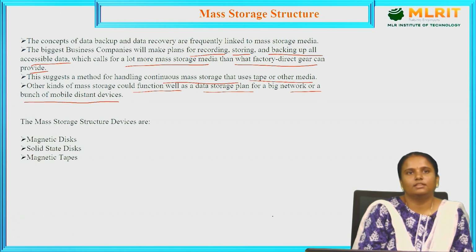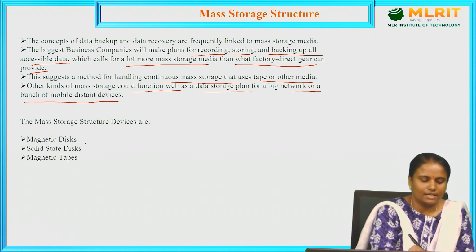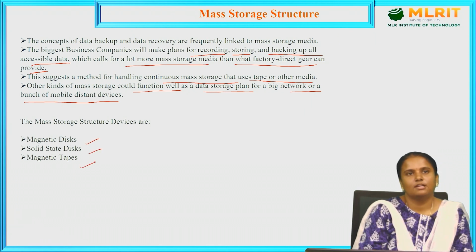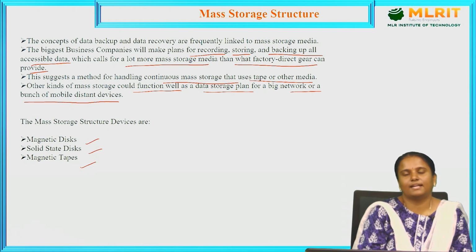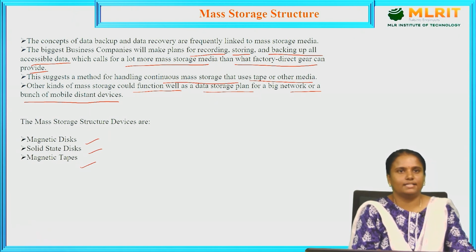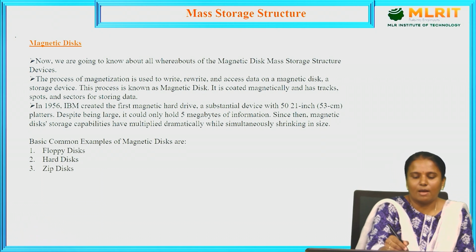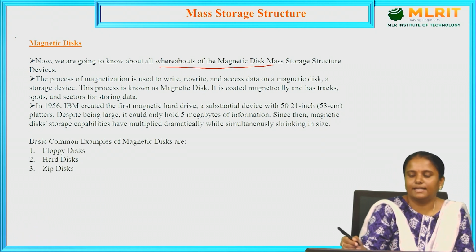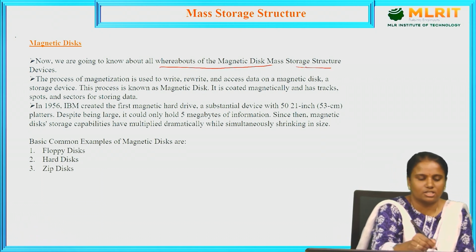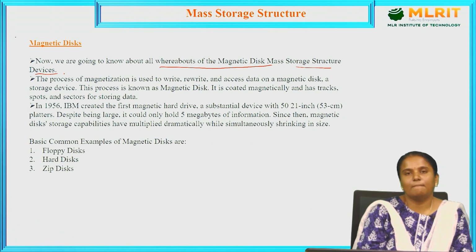So the mass storage structure devices are of three types. What are they? Magnetic disks, solid state disks and magnetic tapes. So there are three types: magnetic disk, solid state disk and magnetic tape. Let us start with the magnetic disk. Now we are going to learn about the magnetic disk, which is a mass storage structure device.